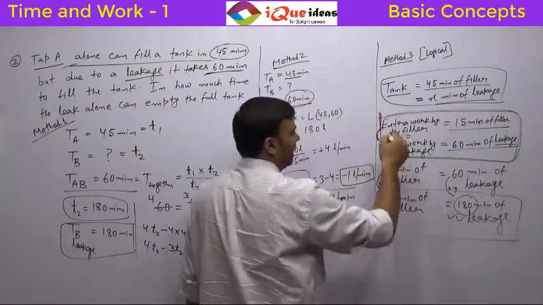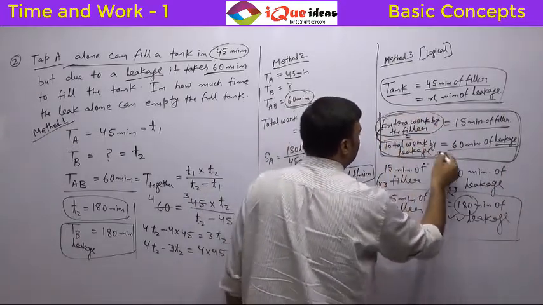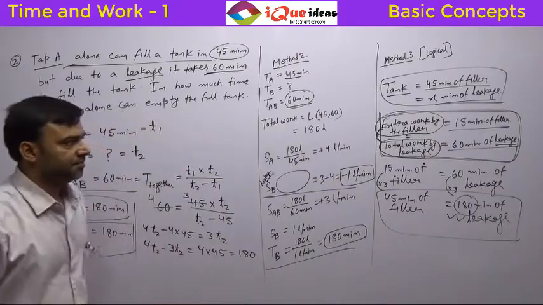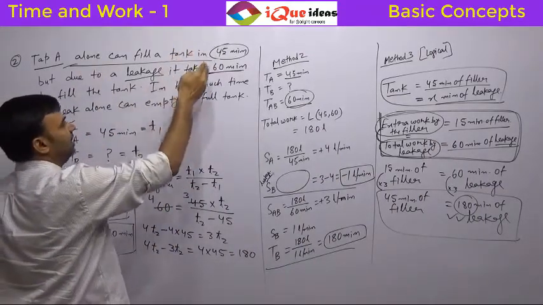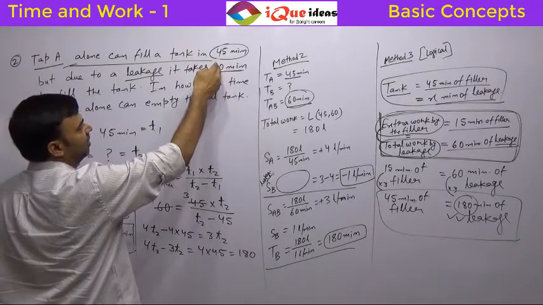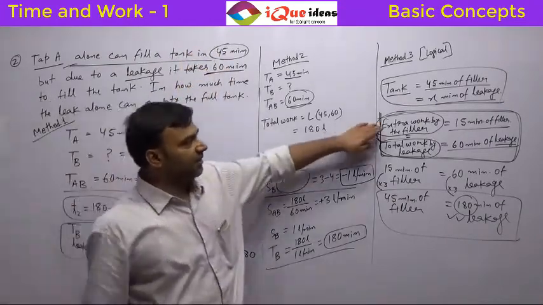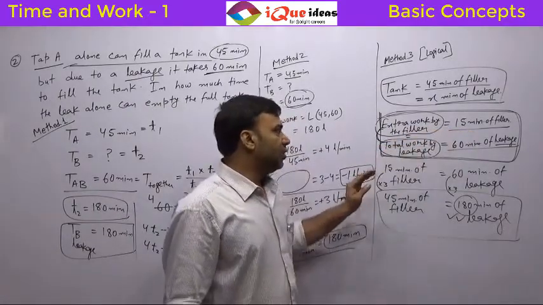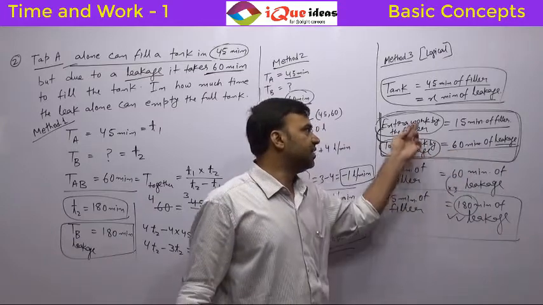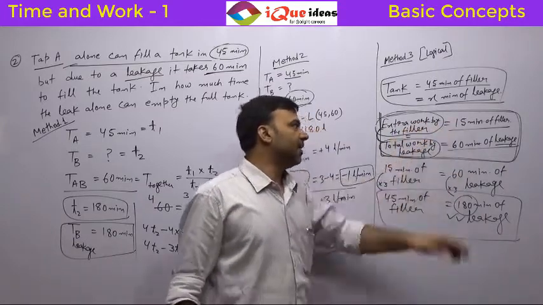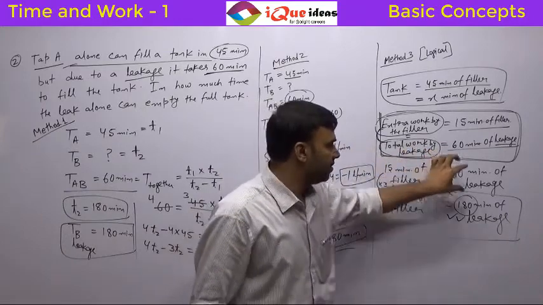That you have to understand that extra work done by the filler is equal to total work done by the leakage, right? Because 45 minutes it was anyway supposed to take. It has taken a total of 60 minutes. So out of 60, 45 removed, you get 15 minutes of filler. So extra work done by filler is 15 minutes. Total work done by leakage is in 60 minutes. So total work done by leakage in 60 minutes is equal to extra work done by filler in 15 minutes. So we can directly say 15 minutes of filler are equivalent to 60 minutes of leakage.